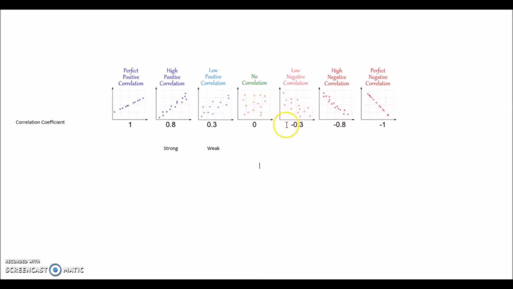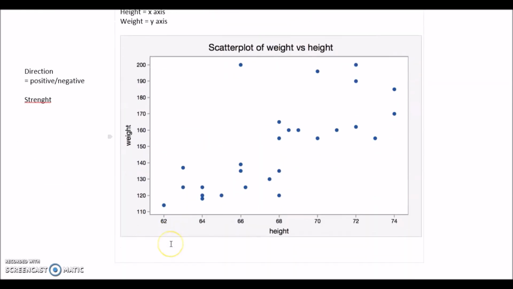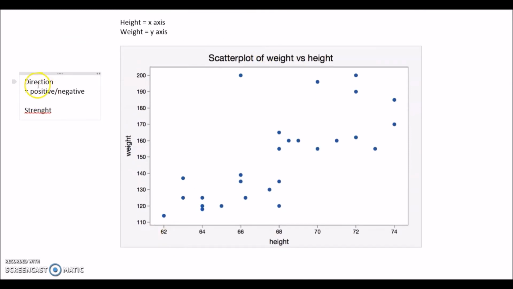Alright, so the same thing goes for the other spectrum. If you see something like this, then it's weak. A weak negative correlation or a weak negative relationship. So this one will be a strong negative correlation or a strong negative relationship. Alright, so when it comes to scatter plot, you just need to know the direction and the strength. Sorry, I misspelled strength here.